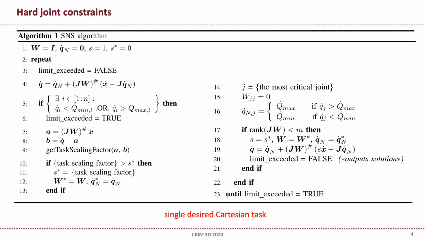Limits on the joint space can be strictly respected using the SNS algorithm. Successively, the joints that would exceed their motion bounds are discarded and reintroduced at a saturated level in a suitable null space. The algorithm includes an optimal task scaling in case the desired task trajectory is unfeasible under the given joint bounds. In the SNS basic version, only a single desired Cartesian task is considered.